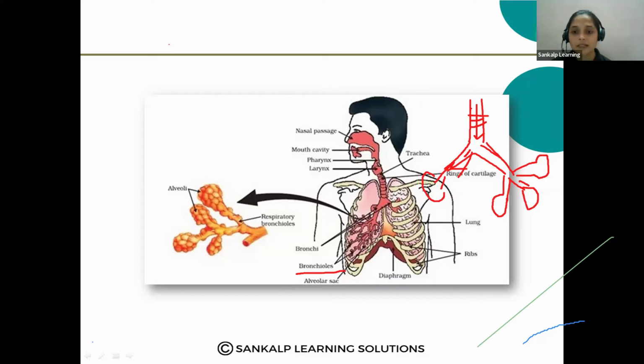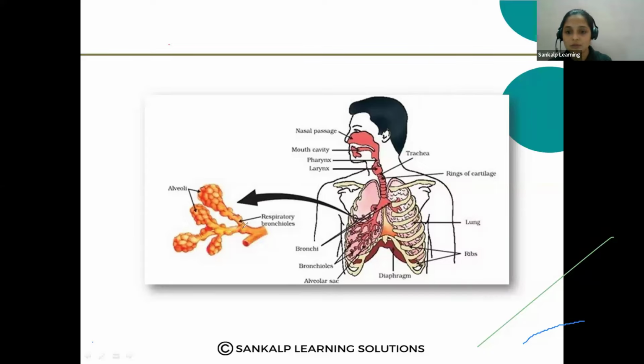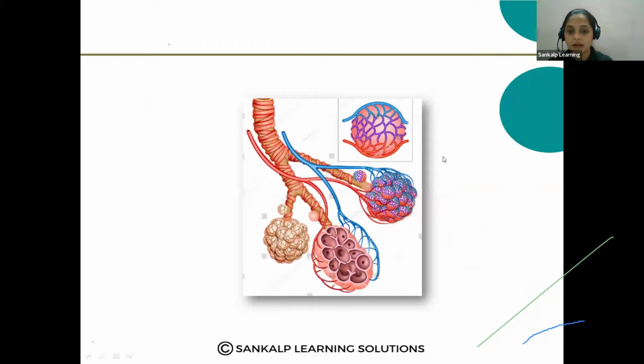Our lungs contain the alveoli. Here the expanded structure of the alveoli is given.